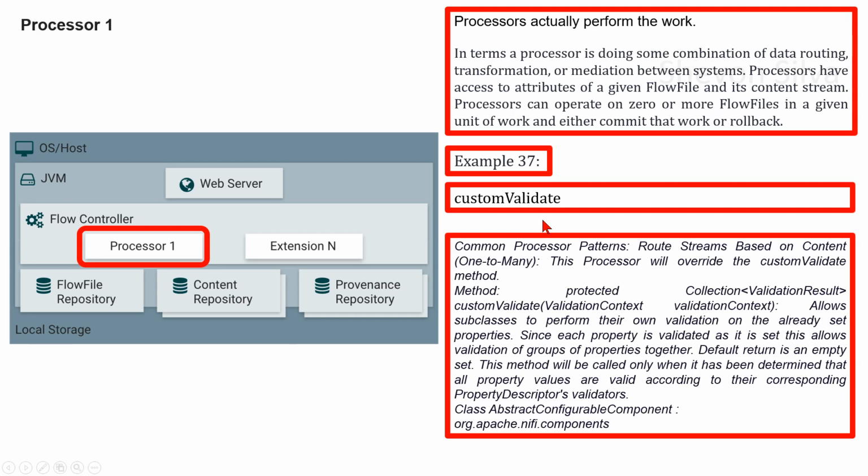In this method, it will retrieve all properties from the validation context and count the number of property descriptors that are dynamic by calling isDynamic on the property descriptor. If the number of dynamic property descriptors is 0, this indicates that the user has not added any relationships. So the processor returns a validation result indicating that the processor is not valid because it has no relationships added.